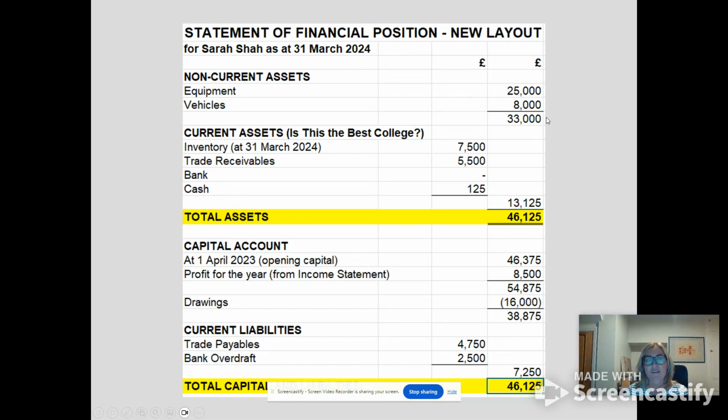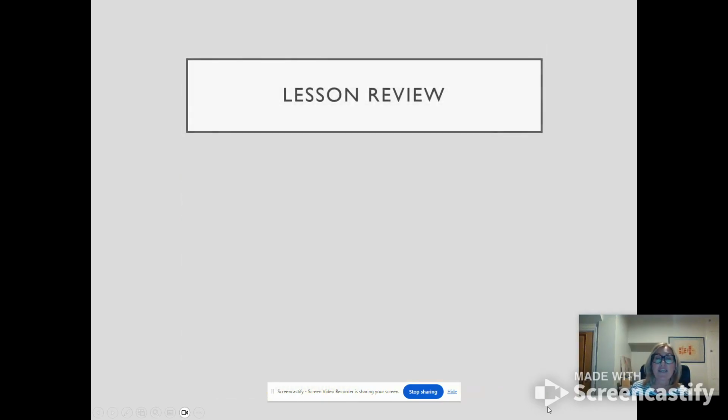You've started with your non-current assets, then you've listed your current assets, and if you could just get into the habit of remembering the order of these, is this the best college, inventory, trade receivables, bank, cash, just makes life easier and reduces the chances of you missing something out. Add those two together to get the 46,125, then sort out her capital account, what was there at the start, add the profit minus the drawings, and then we can add in the current liabilities. So we've got trade payables and we've got the bank overdraft, 7,250 in total. Add those two together and we've got 46,125, which is the same as our assets. So hopefully you got that one right, or if you didn't, you can see why.